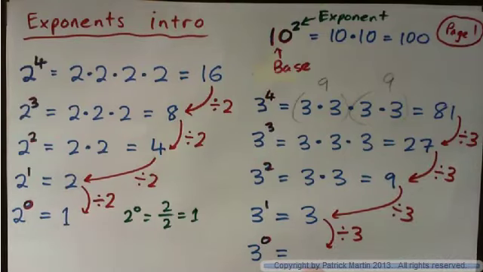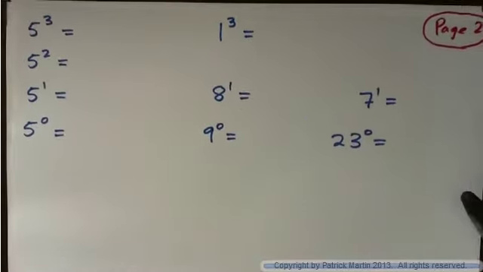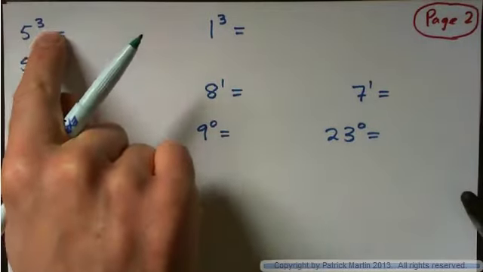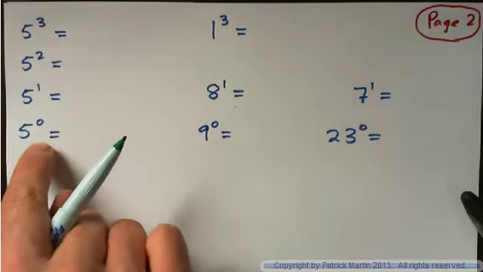So 3 to the power of 0 is what? 3 to the power of 0 is 3 divided by 3, which is the number 1. Okay? And that works for any power of 0, or any number. So on page 2, what I'd like you to do is calculate powers of 5. Press pause and figure all of these out. 5 cubed, 5 squared, 5 to the power of 1, 5 to the power of 0.